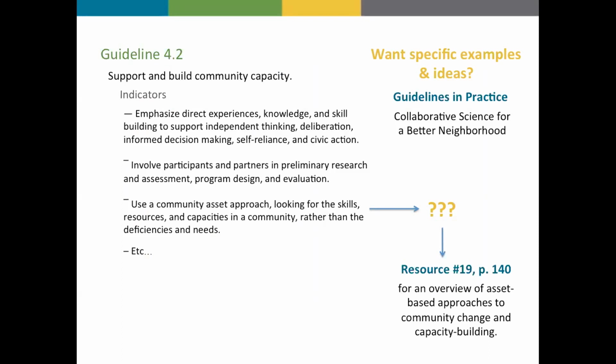So getting to the third indicator, use a community asset approach to look for the skills, resources, and capacities in a community rather than the deficiencies and needs. And this starts clicking in Melissa's mind. This sounds like maybe a way to work with this community that wants to do something, but they're not sure what to do. Maybe this is a way that she as an environmental educator can feel comfortable going back to that community and saying, hey, what capacities do you have that you can build on to address this issue?